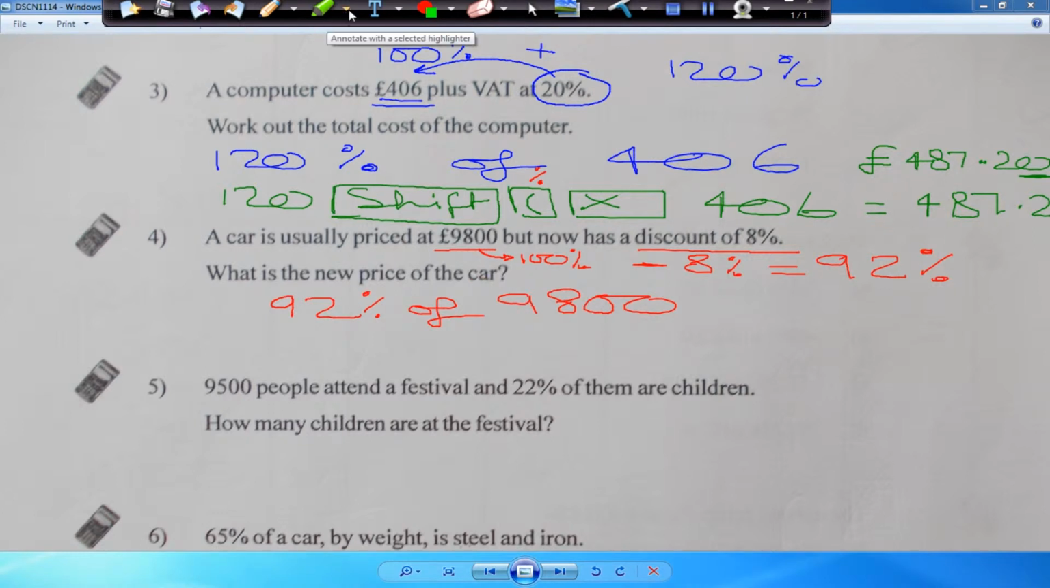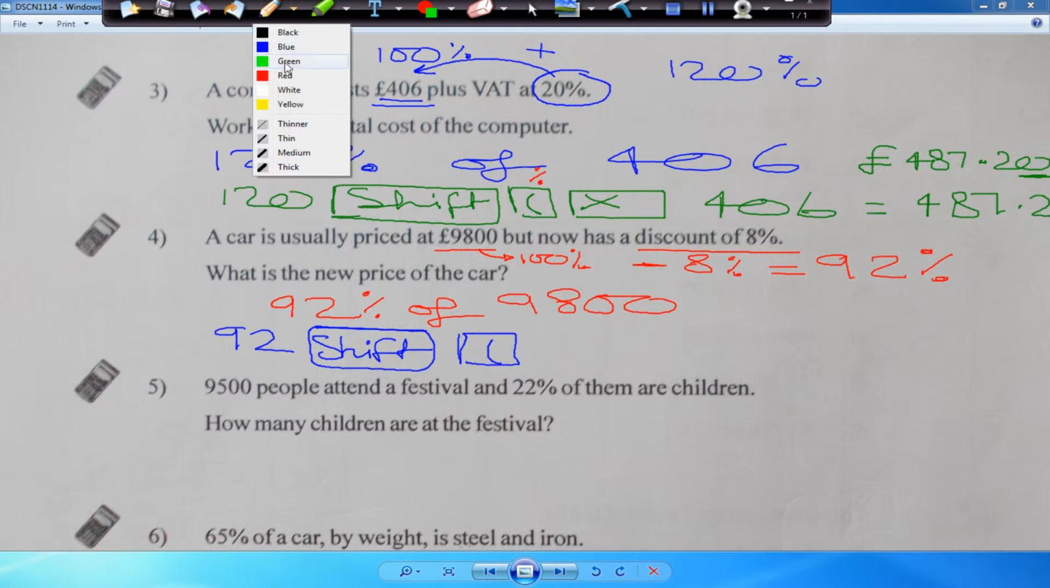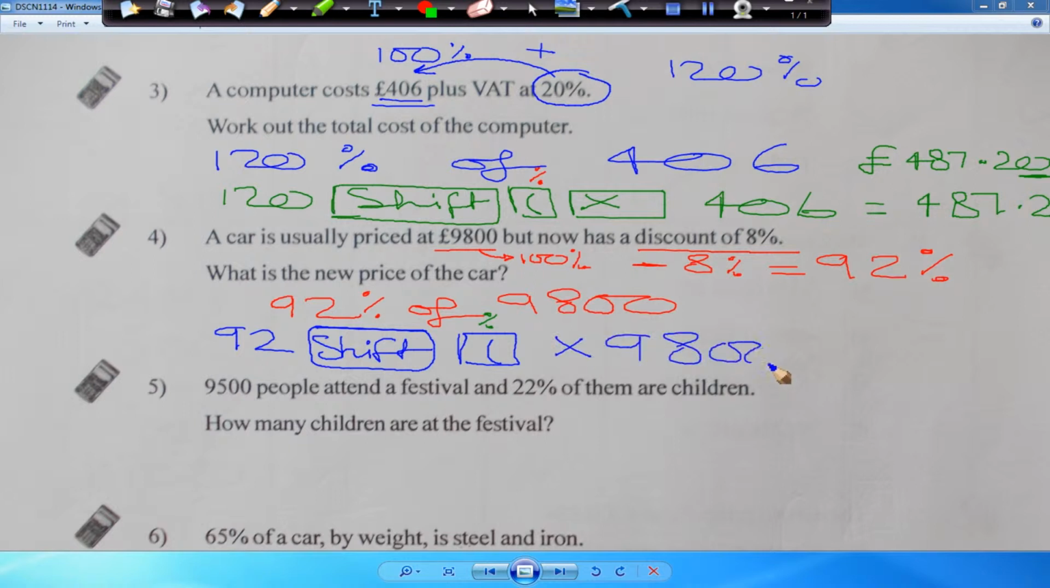Right, let's change color now. So we said 92 on the calculator. To get the percentage symbol, we press shift to shift into second mode, then we use the bracket button, which has the second function above it of percentage. And then we're going to go back to times 9,800.